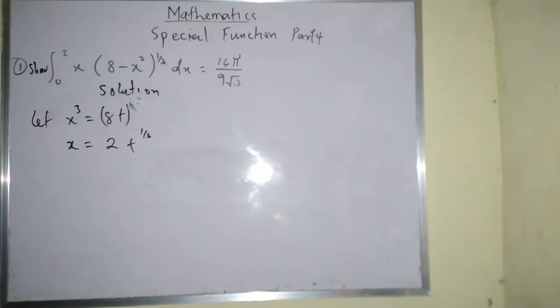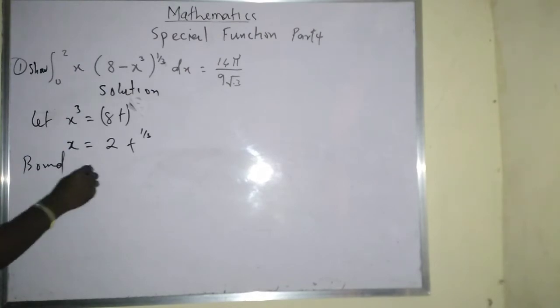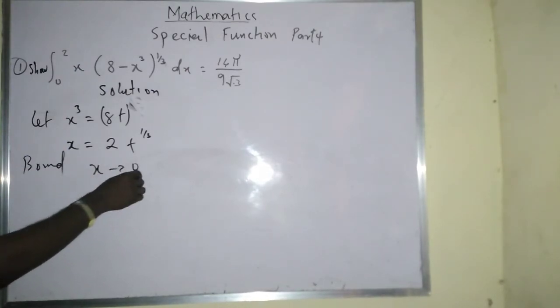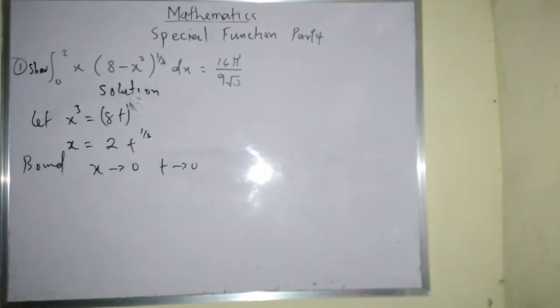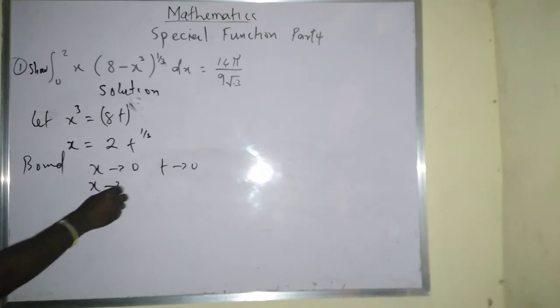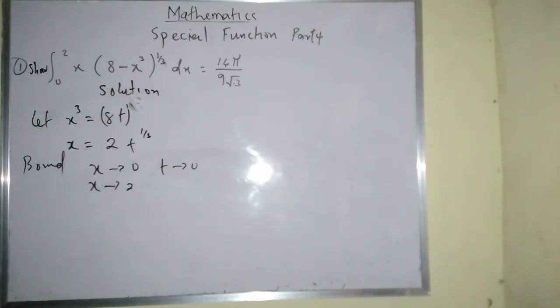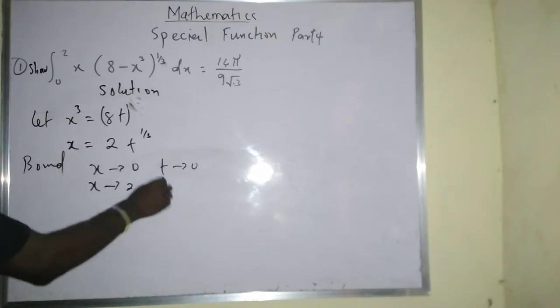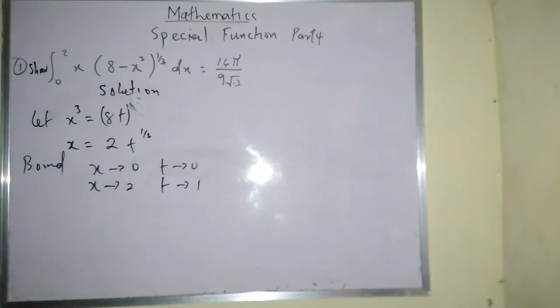Now, I want to generate my bounds, which is very important. When x tends to 0, t will also tend to 0. When x tends to 2, t tends to 1. By so doing, I've generated my bounds. Since I've generated my bounds, I can now move on.